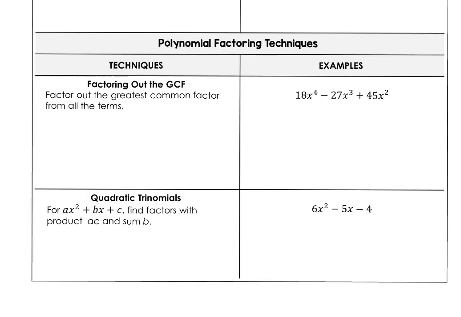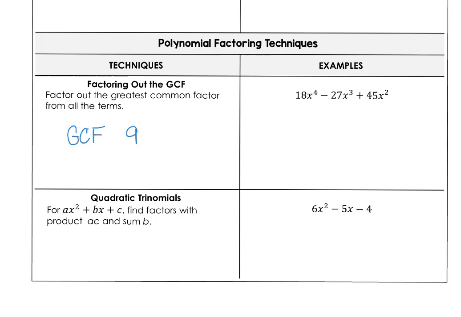We also need to remember how to factor out using the GCF. That's our greatest common factor. So looking at this example, we have 18 and 27 and 45, and you can see that each of those terms is evenly divisible by 9, and our lowest power on the variable x to the fourth, x cubed, and x squared, our lowest power is x squared. So we can take out an x squared, and we could take out a 9.